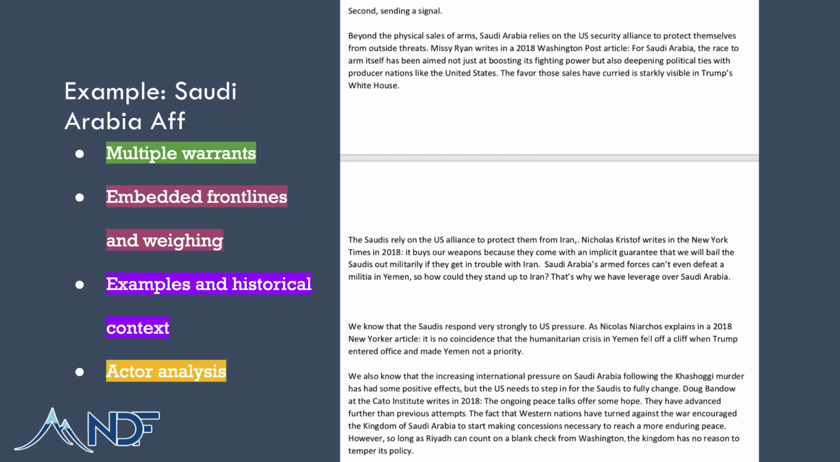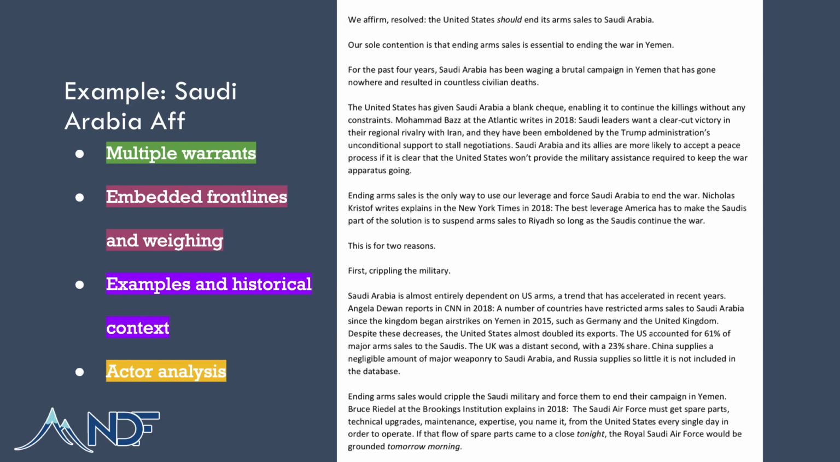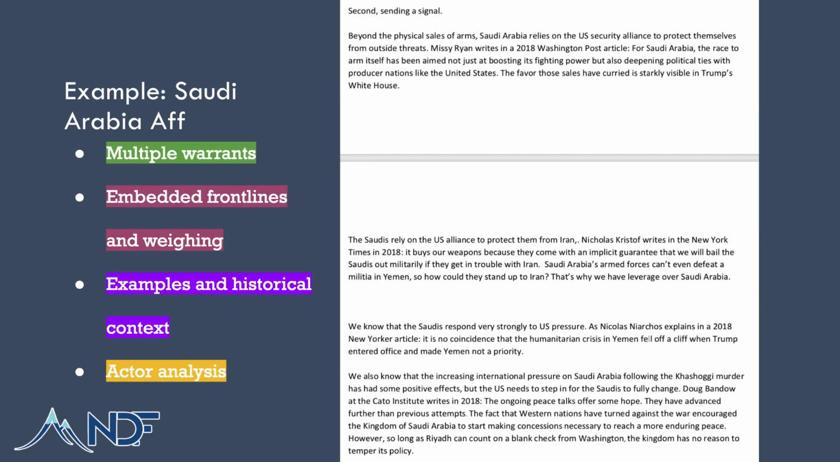Actor analysis. Is there any actor analysis in this case? Nathaniel? The links are like the first one is capacity, the second one is intent. You got it. And explain that a little further. The first one talks about how Saudi Arabia loses the ability to do things in Yemen, and that also kind of talks about intent, like they're more likely to go to a peace talk. But the second one is really talking about signaling to Saudi Arabia that they have no further intent to fight the war because they can't defend themselves anymore. Yeah. Perfect. That was great.